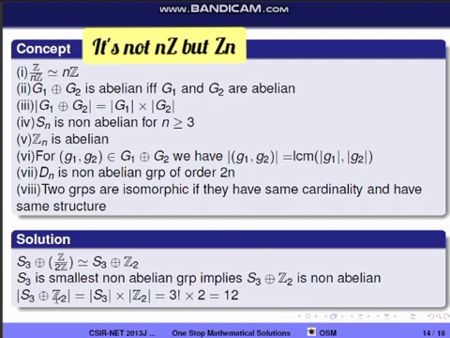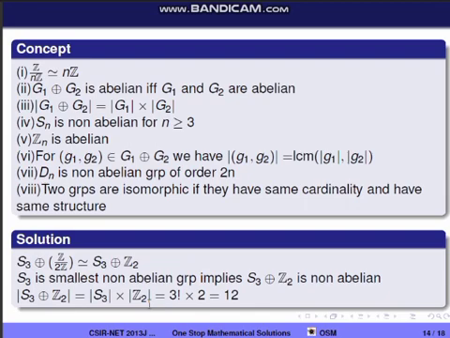Now we are finding the cardinality. The cardinality of S3 ⊕ Z2 is equal to the cardinality of S3 times the cardinality of Z2. We know the cardinality of Sn is equal to n factorial, so the cardinality of S3 is 3 factorial. The cardinality of Zn is n, so the cardinality of Z2 is 2. Therefore, this is equal to 3 factorial times 2. So the value is 12.